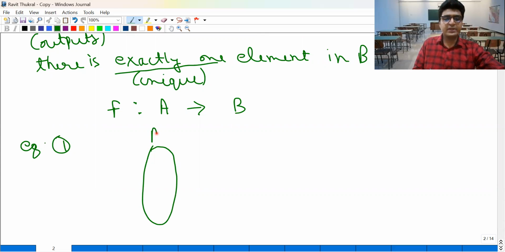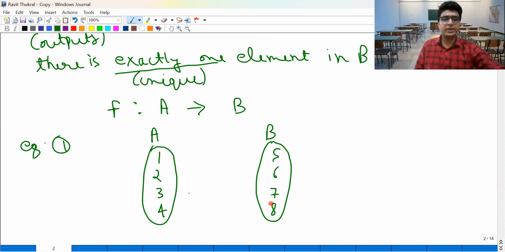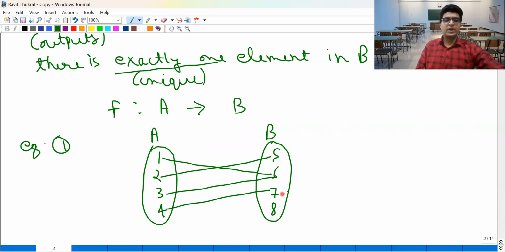So this is set A, which is a set of inputs, and this is set B, which is a set of all possible outputs. Here we have 1, 2, 3, and 4, and in set B we have 5, 6, 7, and 8. All right. So if 1 is mapped to 6, 2 is mapped to 5, 3 is let's say mapped to 6, and 4 is mapped to 7. So the question is, is it a function?